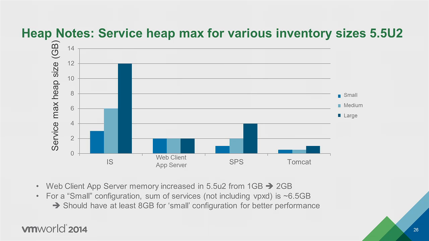I haven't added in VPXD. Let's say that's 200 meg. I haven't added in the database. You're probably deploying that separately. But the point is, you're looking at about a 7 gig machine. So if you're used to deploying this in the past on something that's maybe 2 vCPU and 4 gig, you might be encountering performance considerations due to these number of heaps.